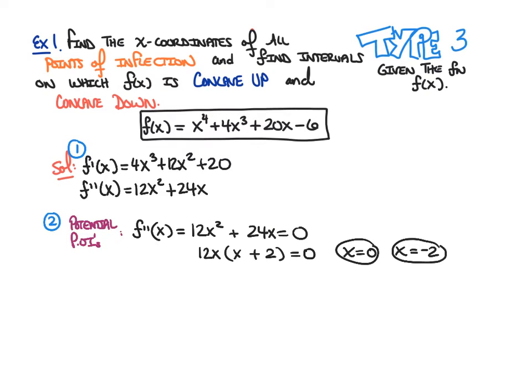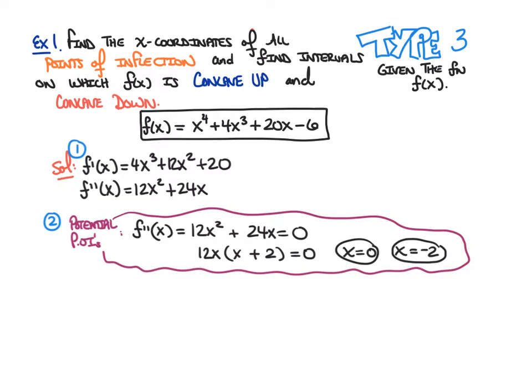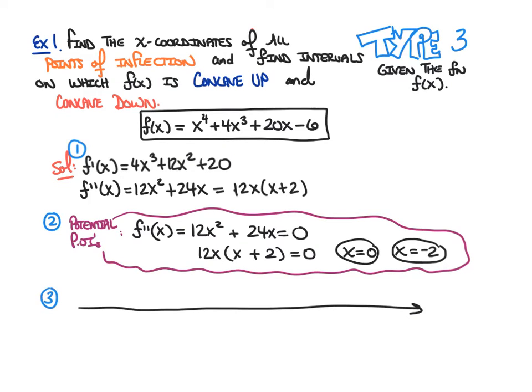Those are potential POIs. All right, so we've got these potential places where I could have a concavity change. And actually, I'm going to put the factored version of f double prime right up here because we're going to need it in a moment. So the third step, now once you find those potential points of inflection, you're going to take those and put them on a number line. So in this case, we have minus 2 and 0.